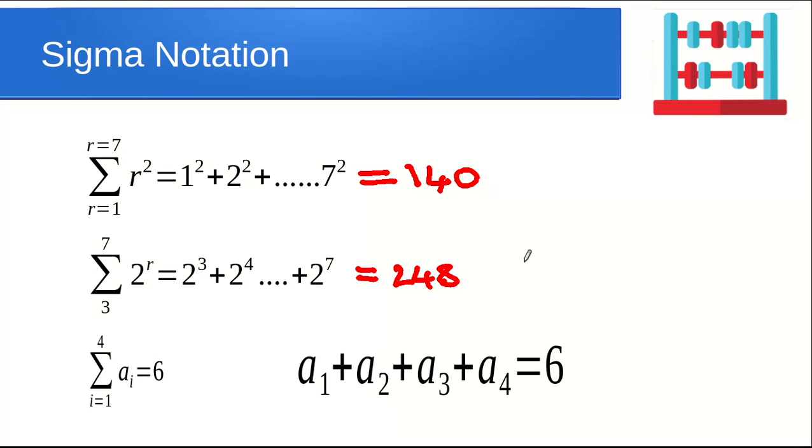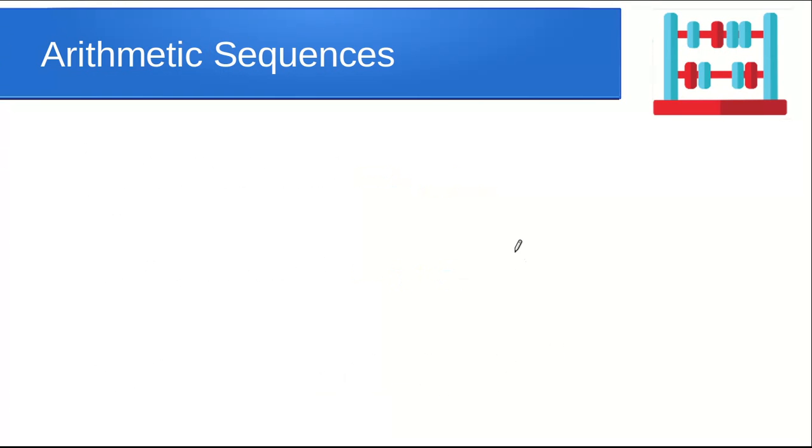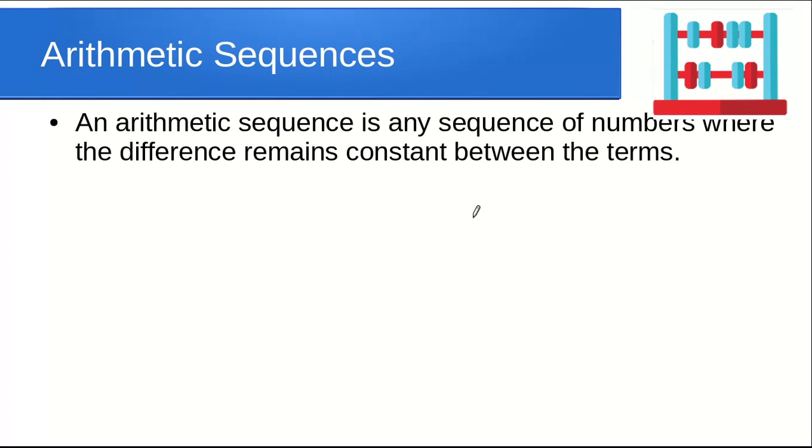Okay, let's talk a little bit now about arithmetic sequences. The only thing which defines an arithmetic sequence, and I'm sure once again you've picked this up from the PowerPoints, is any sequence of numbers where the difference remains constant between the terms. These are also called linear sequences. In fact, I almost prefer to call them linear sequences.